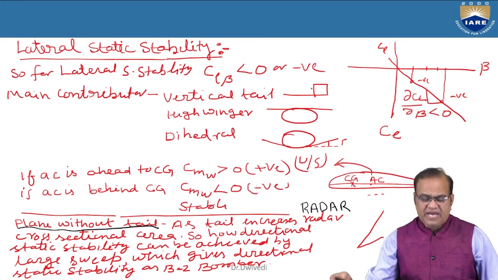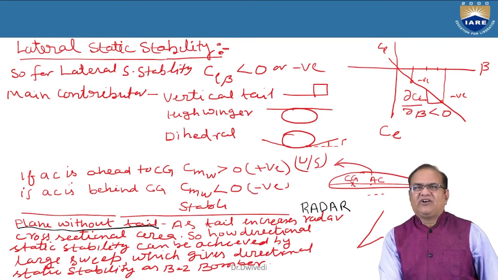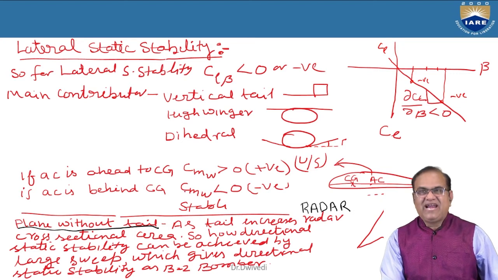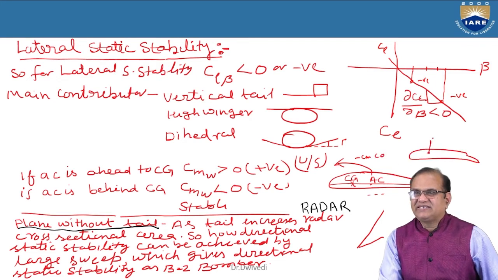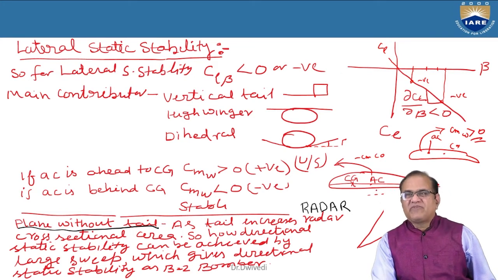Next, if you see here, if the aerodynamic center is ahead of the center of gravity, the C_m of the wing is greater than 0. If AC is behind the CG, then C_m of the wing will be less than 0. This you can see here: it is a negative C_m. And if AC is ahead, this is the AC and this is the CG, then C_m of the wing will be greater than 0. So these are also parameters.